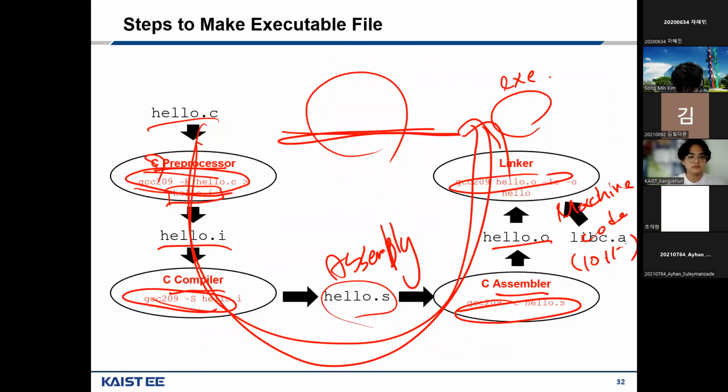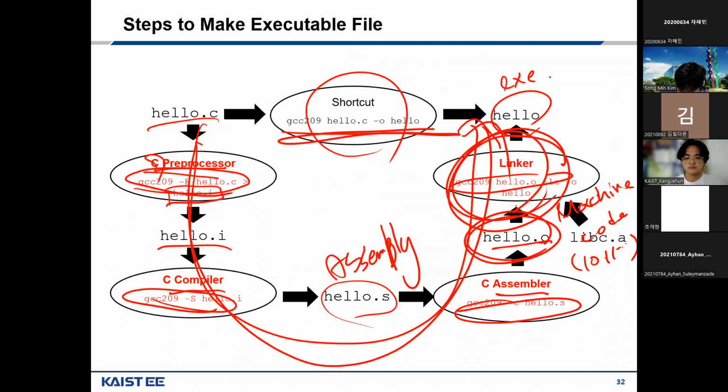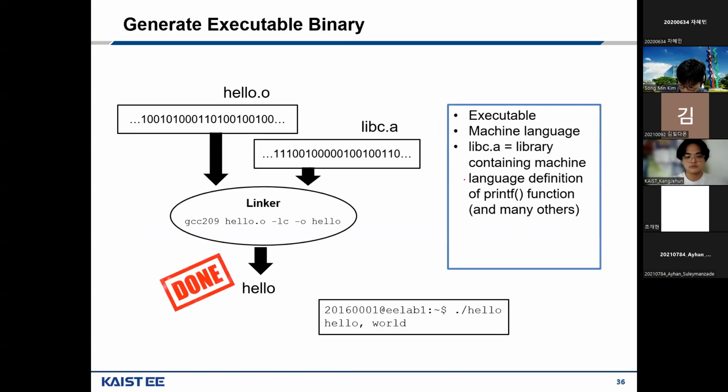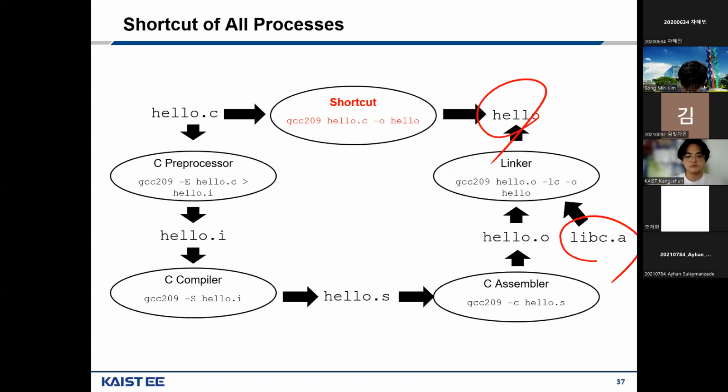So what the linker does, given the machine code, is that it looks at the library libc.a, extracts the definition of printf, copies it into your code, and then makes an executable. Right. So that's it.